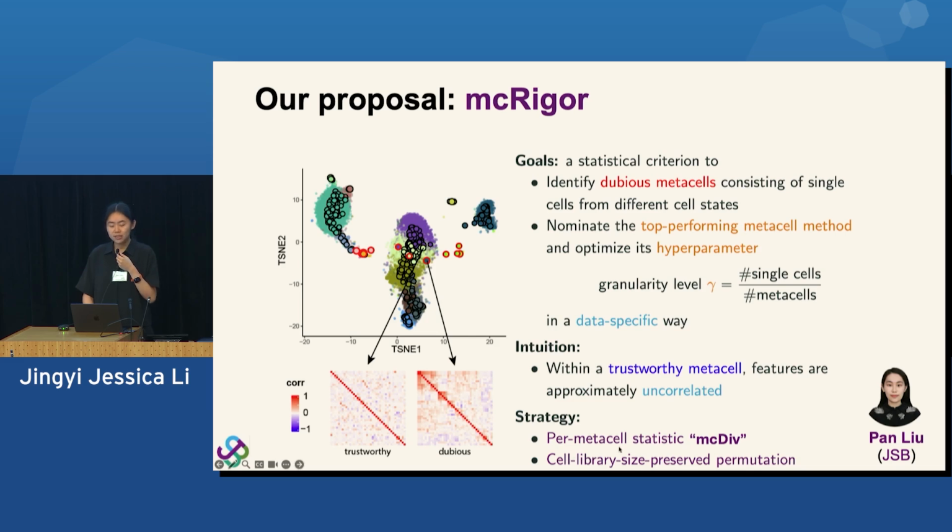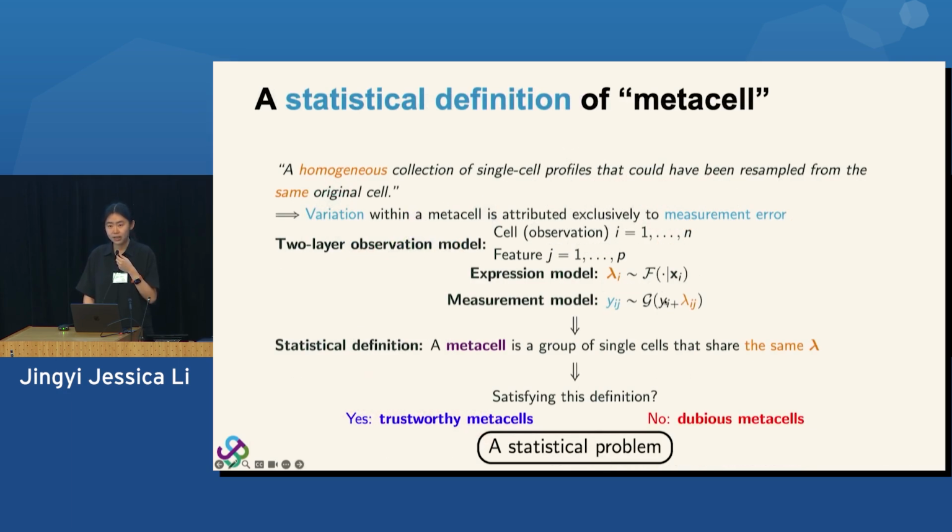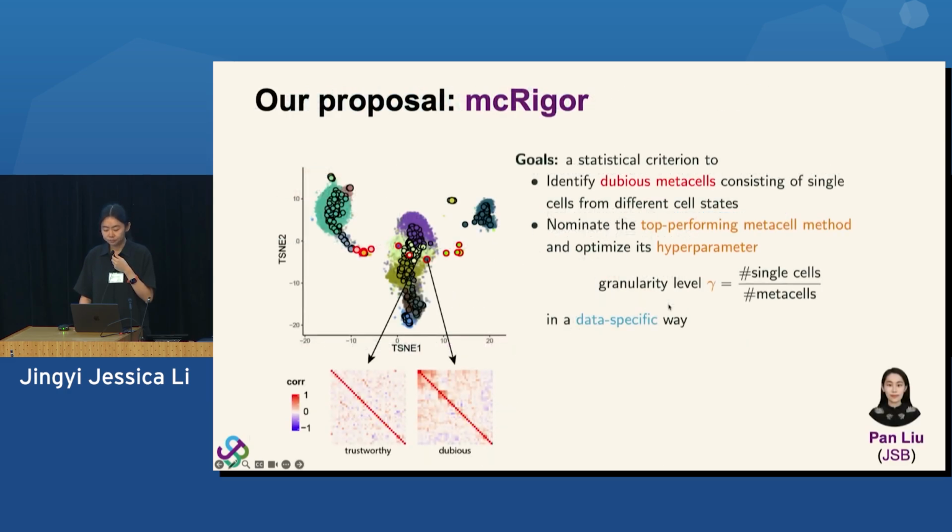And how can we set a threshold on the statistic? This is the key part. And Pan came up with this very interesting idea to use permutation to generate null values for the statistic, but we want to preserve cell library size. The reason is that going back to the two-layer model here, you can see the cell library size is a key factor in this multinomial distribution. Basically, the genes would have some small correlations due to the multinomial, but this is given the cell library size, so we want to preserve this.